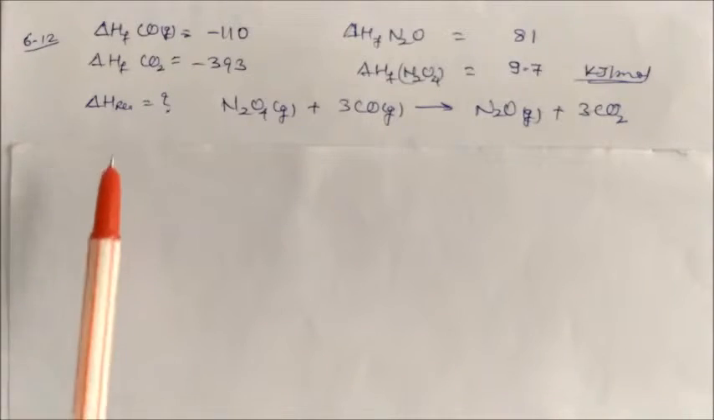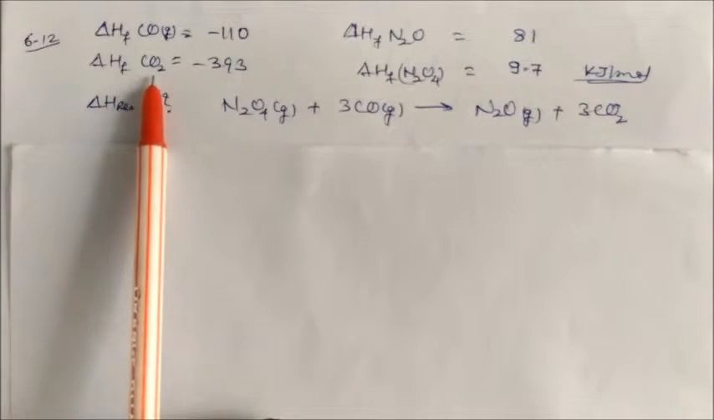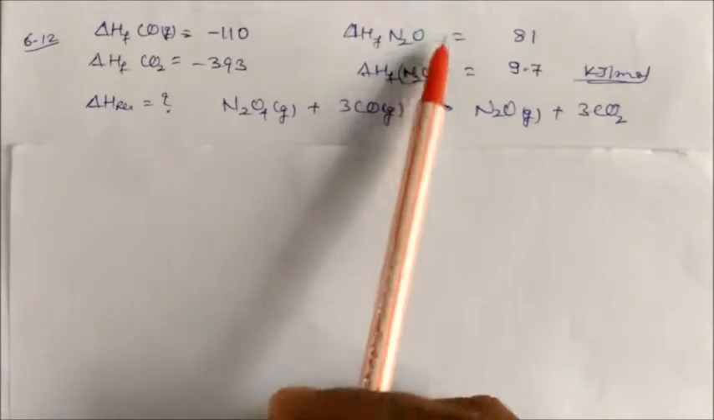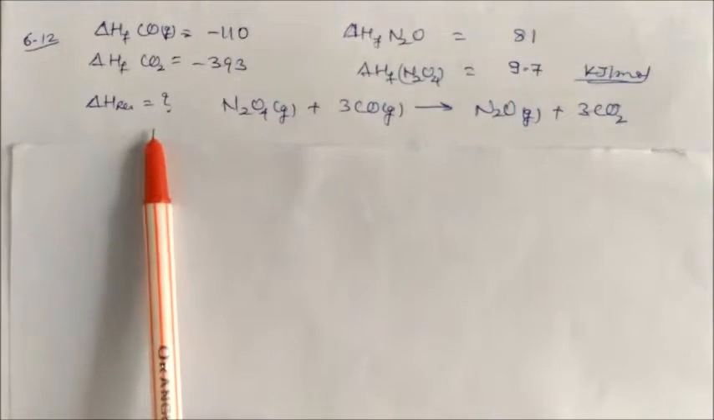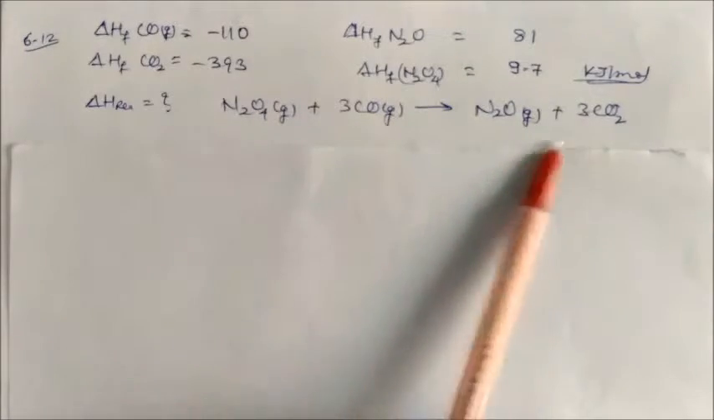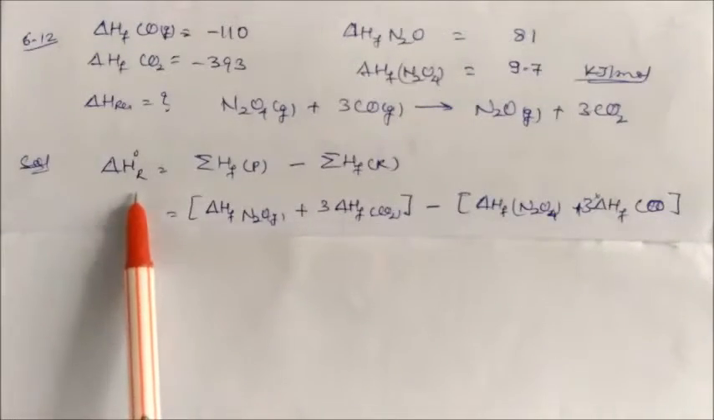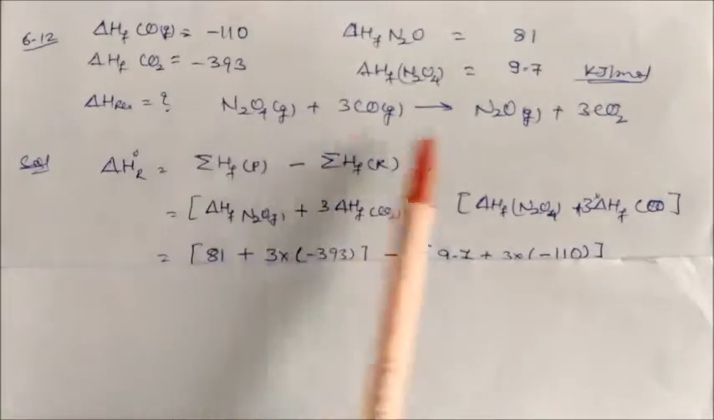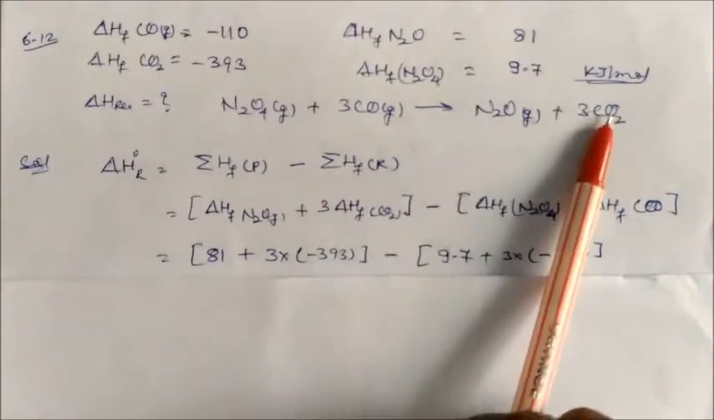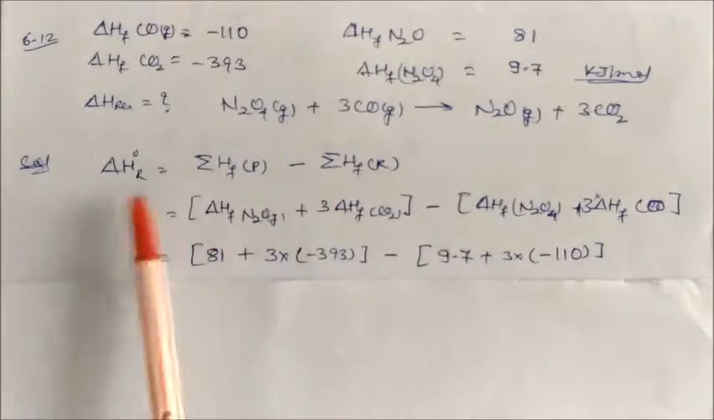Heat of formation of carbon monoxide is this much. Similarly for carbon dioxide is this much, and formation of N2O is this much, and formation of N2O4 is this much. Now we have to find the heat of reaction of this reaction. So heat of reaction is nothing but the heat of formation of products minus heat of formation of the reactants. So this is the reactant, this is the product.